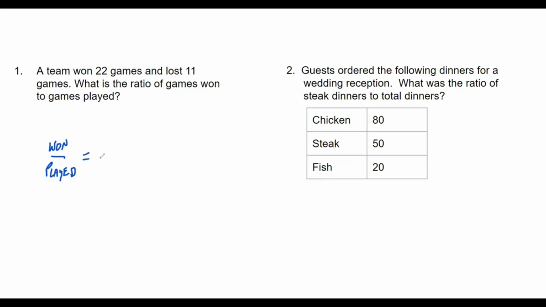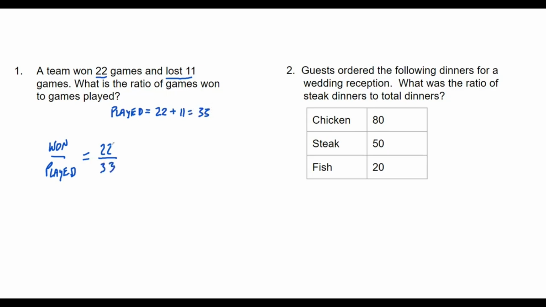So now let's do another fraction with the numbers. First, we're looking for the number of games won. That was 22 from the word problem. So we put 22 on the top of our fraction. And then on the bottom, we need the number of games played. But the word problem didn't quite give us that directly. It told us the number of games that were won and the number of games that were lost. But we can find the number of games that were played by adding those two numbers. The number of games played, 22 plus 11, is 33. So that's what we need to put on the bottom of our fraction.